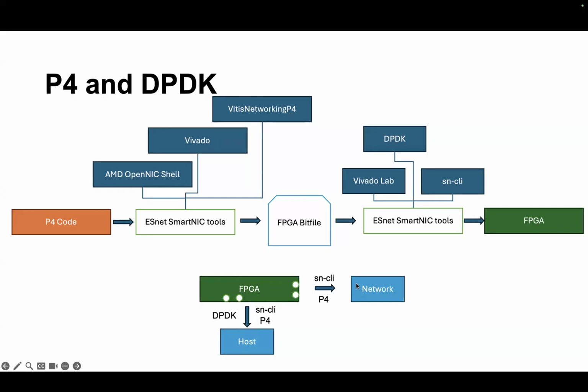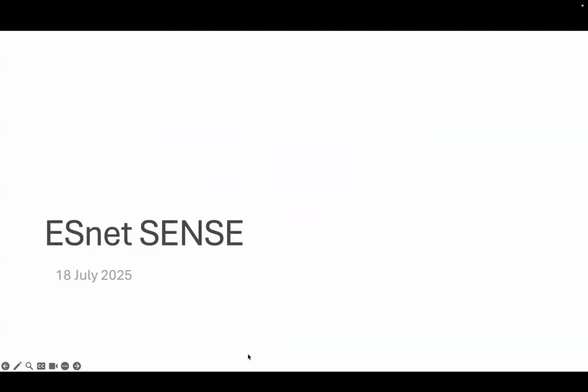And through the network, we go with our P4 logic and our command line tools. And to the host, we also have DPDK. So with DPDK, we can send packets back and forth between the FPGA and host with, let me call it, programmability.